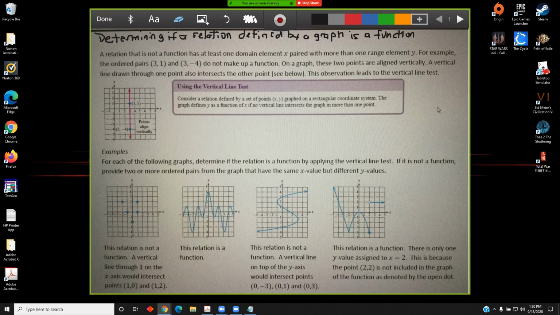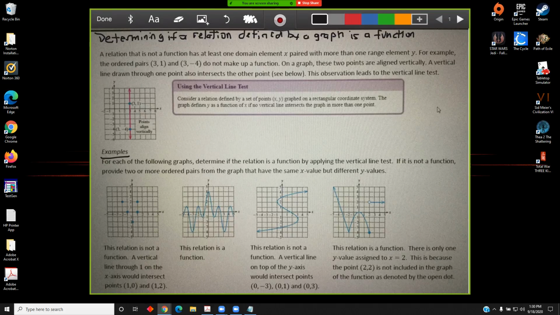The topic of this video is using the vertical line test to determine if a relation defined by a graph is a function. Let's look at several examples. For each of the following graphs, determine if the relation is a function by applying the vertical line test.